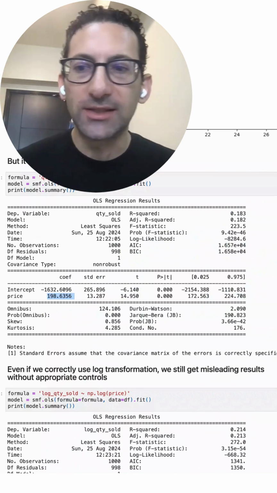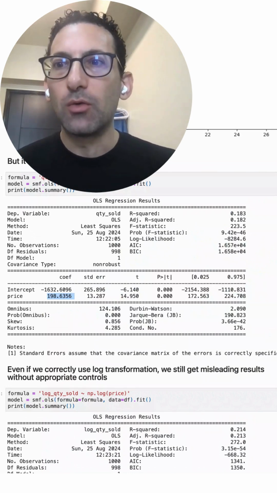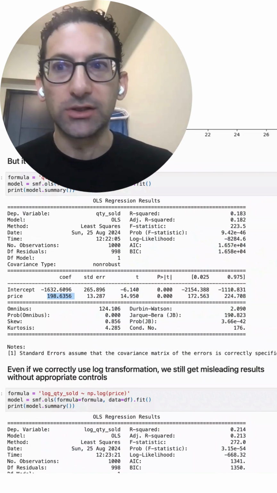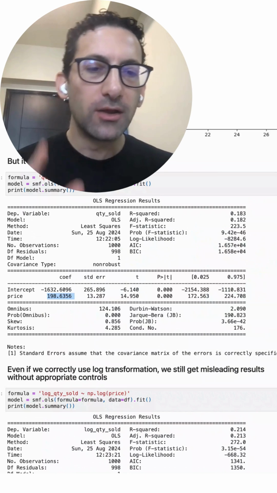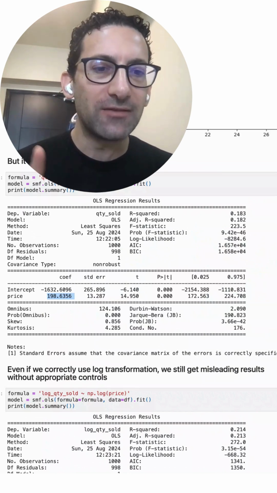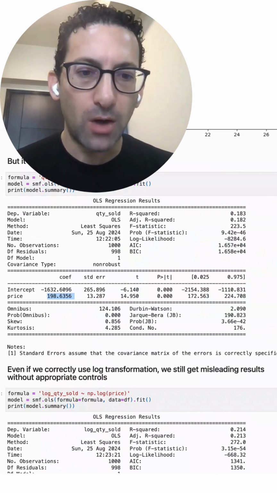And this is where so many analysts and people without a lot of experience will make mistakes. They say, oh, but it's statistically significant. That means when the price changes, in this case going up, we're going to sell more items. But you are importantly missing a key variable, and that is controlling for quality.